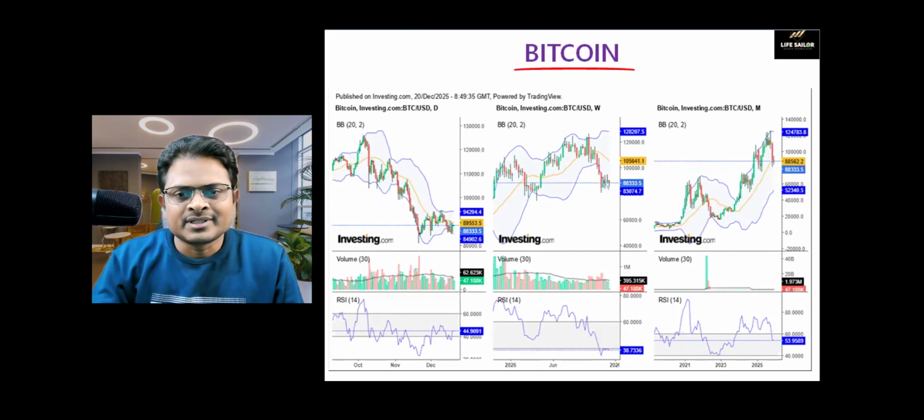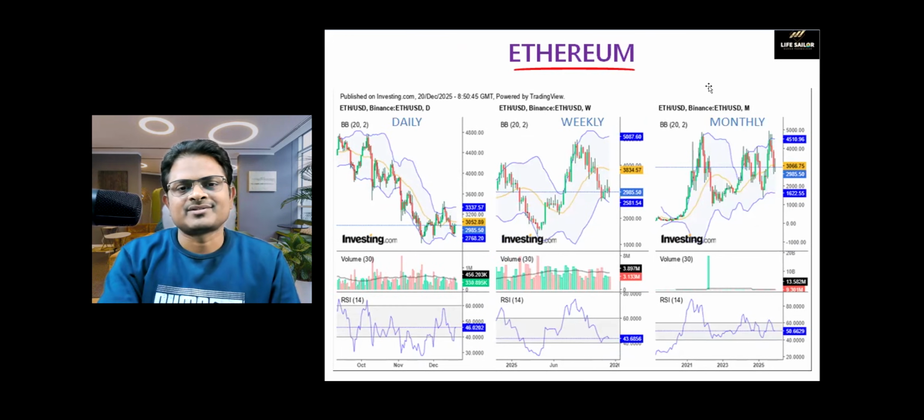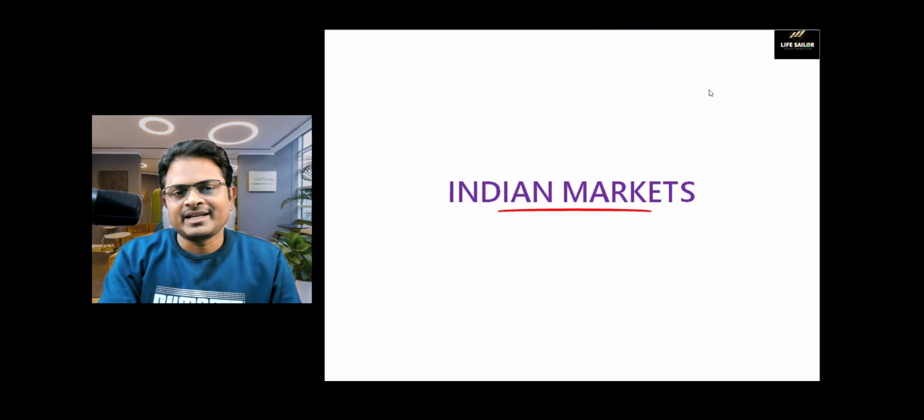Cryptocurrencies, Bitcoin, there was fantastic rally in Bitcoin, but now it is showing little bit retracement and it is just near to previous low. So all three RSIs below 60. Presently it is showing sideways market. Ethereum also, all three RSI between 40-60. So sideways market. Now we'll see Indian markets.